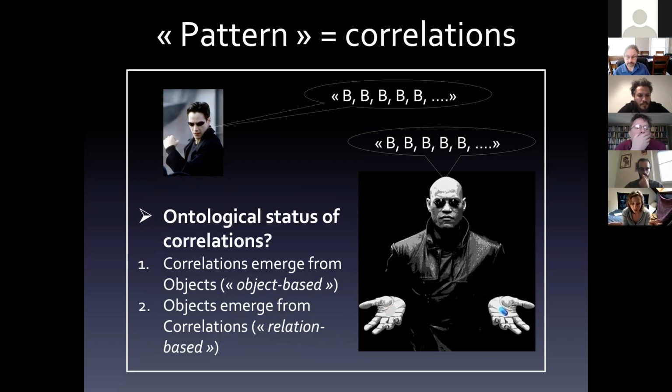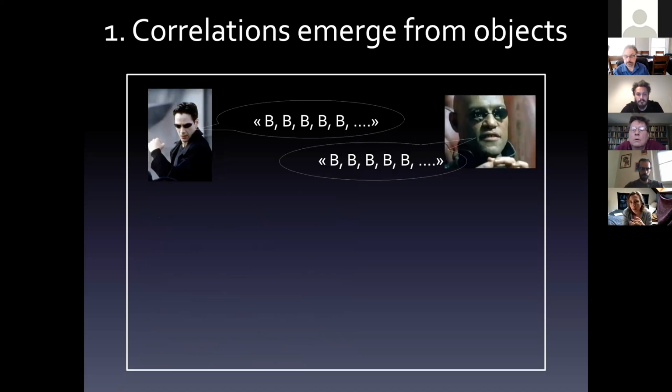So starting from these very obvious considerations, I want to investigate what is the ontological status of these correlations. And there are basically two options I want to present. Either correlations emerge from objects, and this is what we can call object-based ontology, or objects emerge from correlations, and in the end of the day, we don't care about objects, and this is what we can call relation-based ontology. So first case, I'm going to present the argument for the fact that correlations emerge from objects.